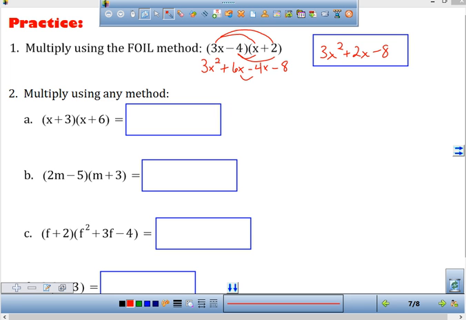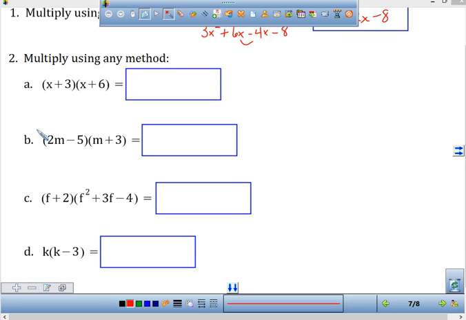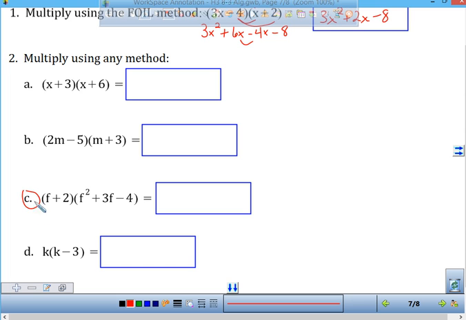Okay, so then we'll practice a couple here. I'm going to skip the first one. I'm going to take a look at, let's go to C, and we're going to look at D. This time I have a binomial multiplied by a trinomial. The last couple that we've looked at were binomial times a binomial. So 2 terms times 3 terms, and that's fine.